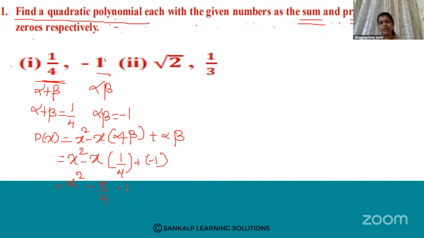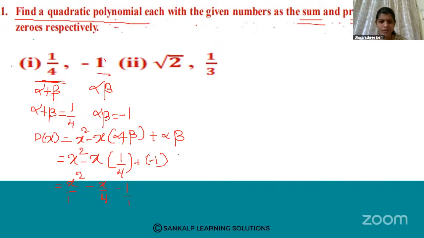So here we have 4 in the denominator. Have you seen this in a quadratic polynomial anywhere? No. So, first what we are going to do here, in the denominator 1 is there. Nothing is there means 1.